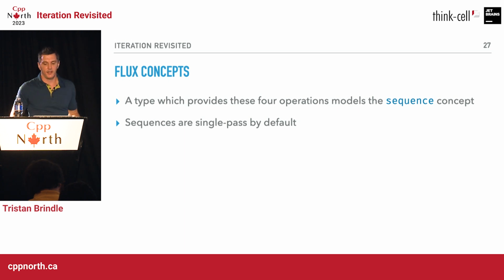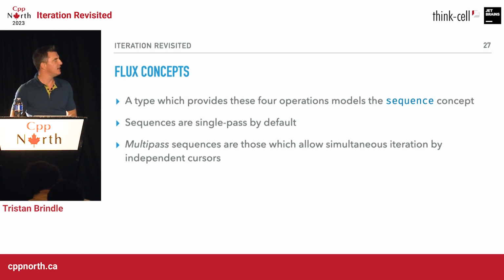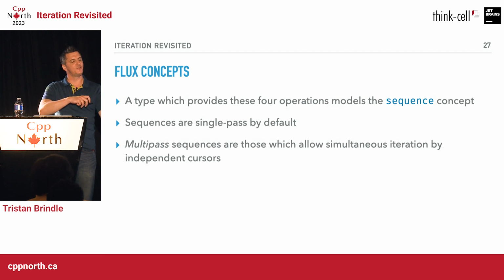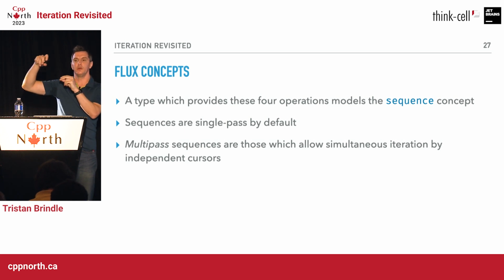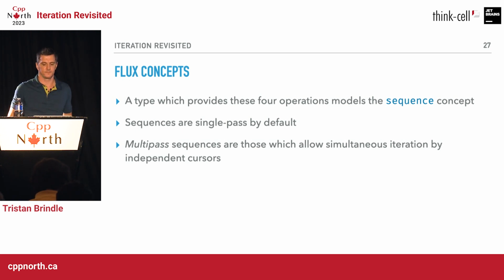But like the STL, we also have multi-pass sequences. STL calls these forward ranges. In Flux, they're multi-pass sequences. What multi-pass sequences mean is that once we've iterated over our sequence, we can start again from the beginning and read the elements again, or maybe we can have multiple cursors going at once, reading the elements, and that's perfectly fine. So most sequences actually are multi-pass, including all the containers that you can think of.